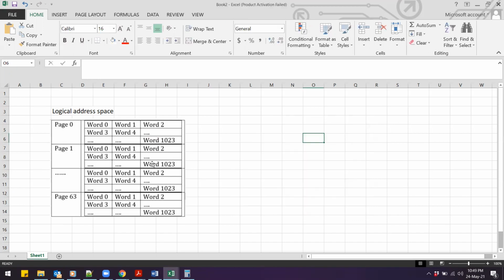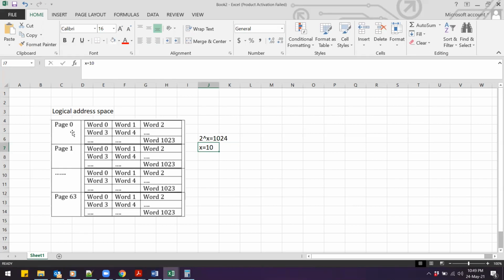Now, if we have this, how many bits do you think we need to represent each of these words? So there are 1024 words. So what we are saying is 2 power x is equal to 1024. So how many bits do we need in here? So x will be 10. So we need 10 bits to address each of these words.